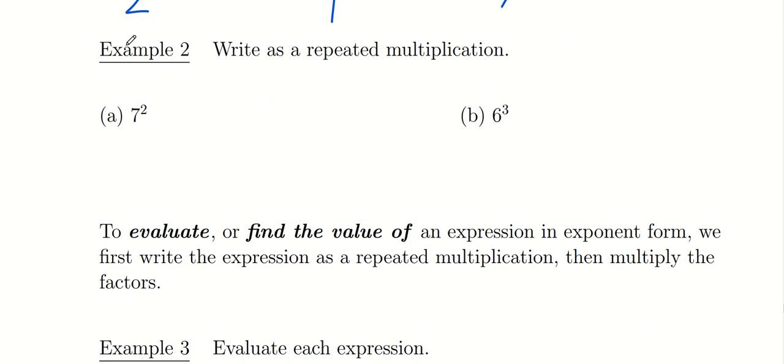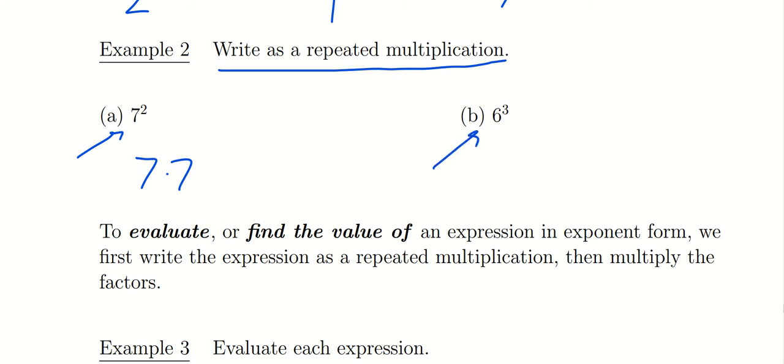In example 2, we're going to work backwards. So now we have it in exponential notation, and they only ask us to write it as a repeated multiplication. They don't actually ask us to go all the way and find the value here. So if I look at something like 7 to the 2nd, or we could call it 7 squared, the base is the number we're multiplying, and the 2 tells us that we're going to have 2 of them. So we're going to have 2 sevens. So 7 squared represents 7 times 7. Over here, the base is 6, and the exponent is 3. So 6 to the 3rd, or 6 cubed, would represent 6 times 6 times 6.